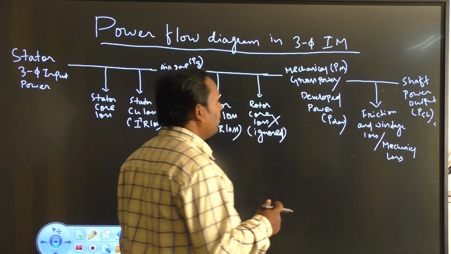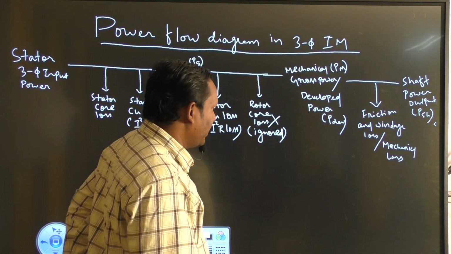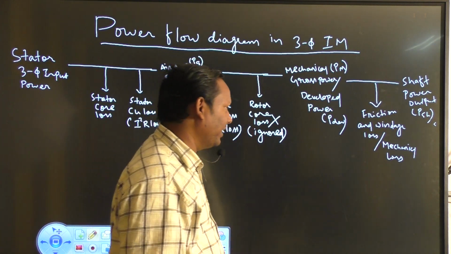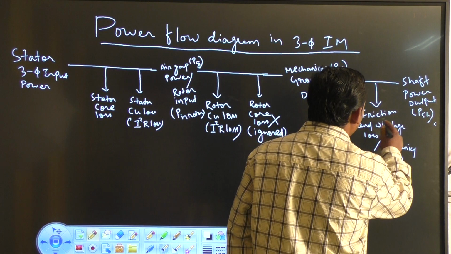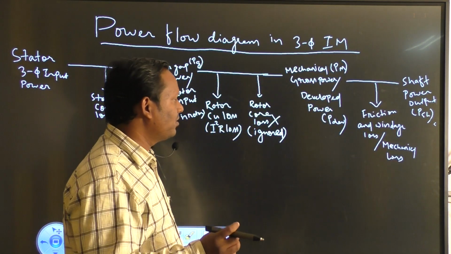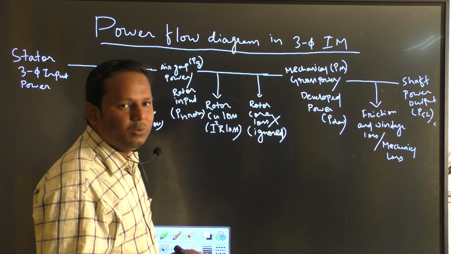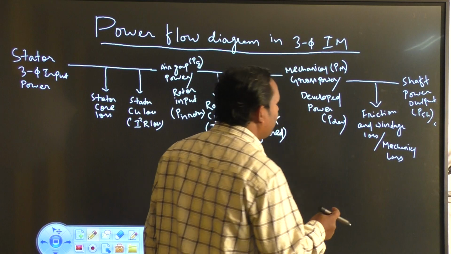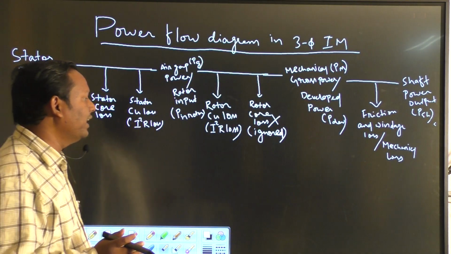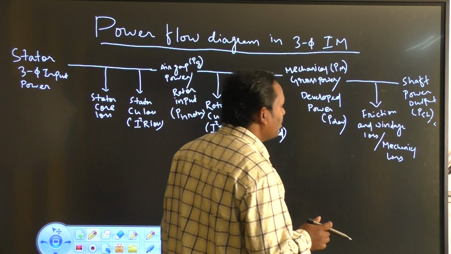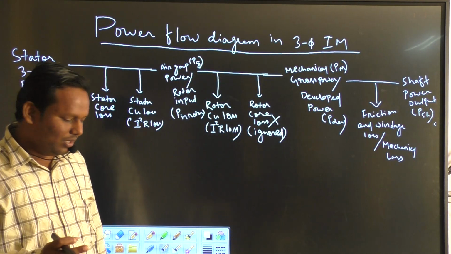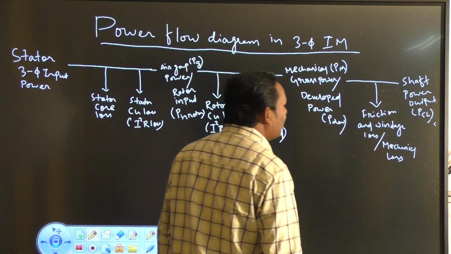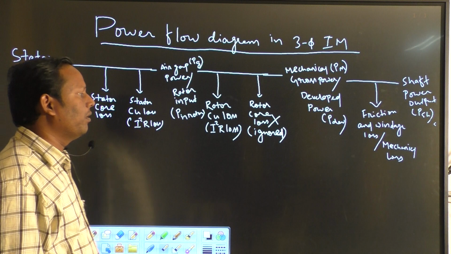After the mechanical power or developed power, there is one more loss, friction and windage loss. Friction loss and windage loss are two separate losses, but here I add them into one loss. Friction occurs due to friction in bearings, and windage loss occurs due to wind drag. This loss is also known as mechanical losses, sometimes also known as rotational losses. After this loss, we get the shaft power, which is the output power.